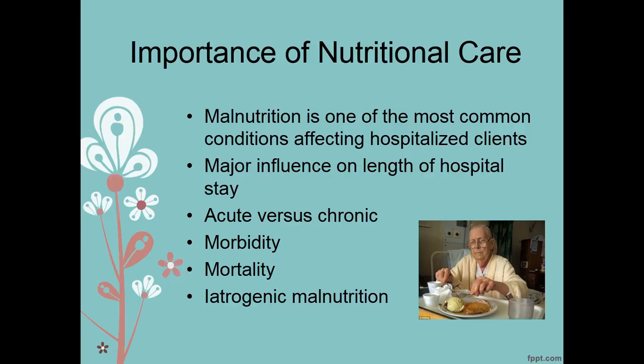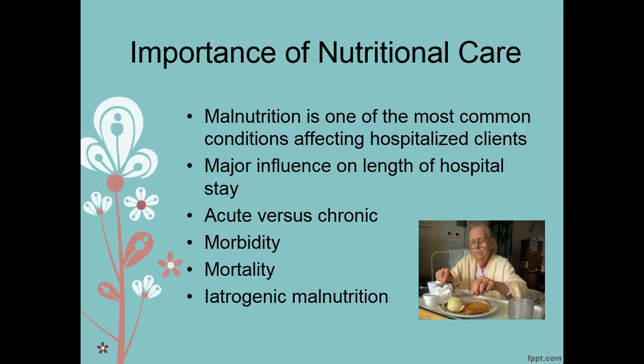I mentioned the morbidity and mortality rate, and if you don't know, morbidity is the rate of being diseased. So morbidity means the rate of having a disease. Malnutrition is associated with more morbidity, and mortality is the death rate. So there is increased morbidity and mortality with poor nutrition stores.